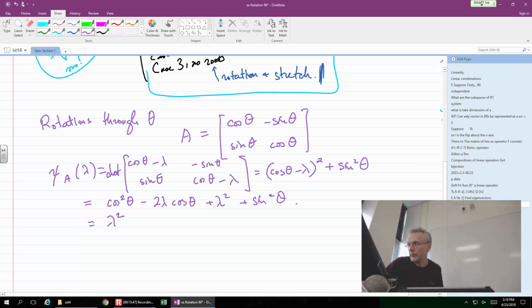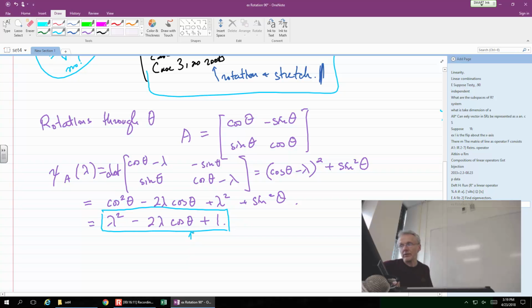Let me rearrange the terms to put it in the standard form. So this is what we have: lambda squared minus 2 lambda cosine theta. And the last term is sine squared plus cosine squared, which is 1. Okay, trigonometry, remember? So that is our polynomial. The characteristic polynomial of rotation is this. Okay, so the angle is explicitly present. On the other hand, there is a 1 present.